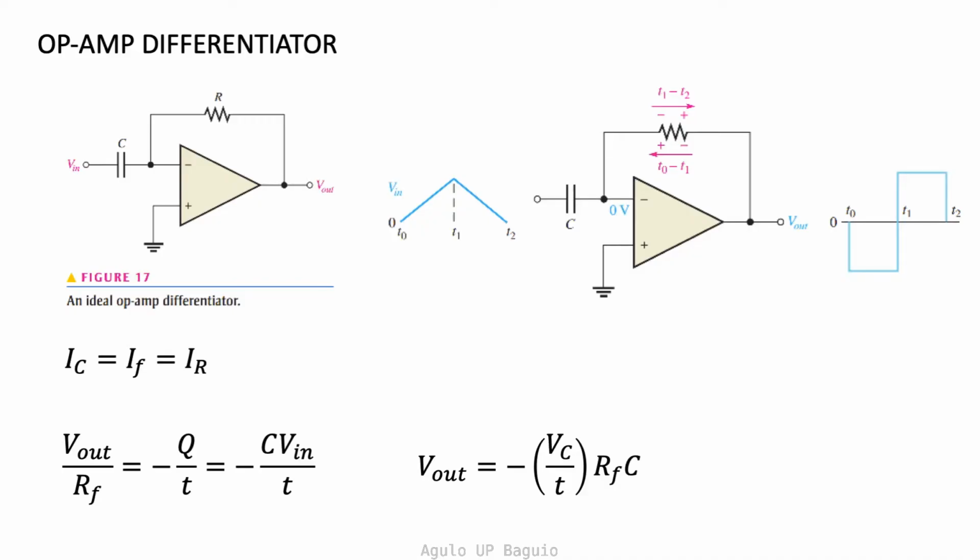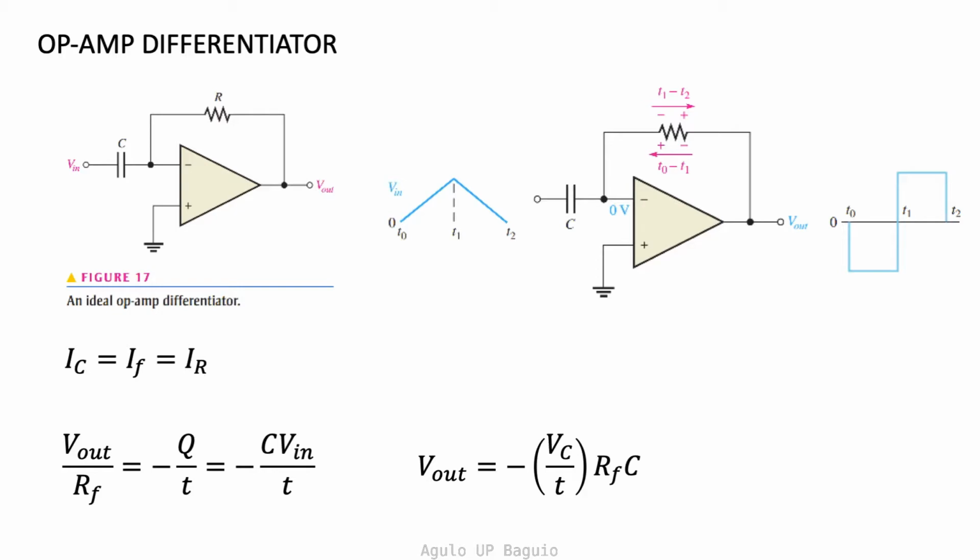The op-amp differentiator is also similar to the inverting amplifier, except that the input resistance is replaced by a capacitor. We have exactly the same equations as in the integrator, except the input becomes the output and vice versa. We end up with the expression shown. Keep in mind that the input voltage is the capacitor voltage. If the ramp input is present, then the capacitor charges linearly.